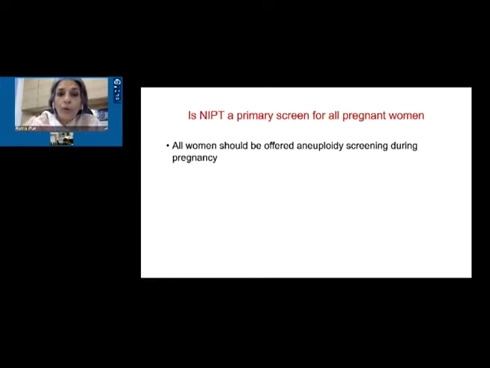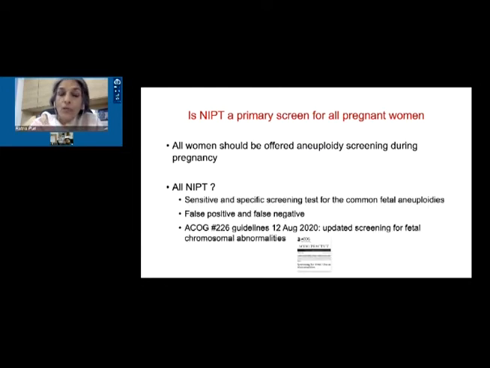One thing is very clear, that all women will be offered aneuploidy screening during pregnancy, and I think all of us across board will agree with this statement. But what form of aneuploidy testing or screening are we going to offer them? Are we going to offer all NIPT? So herein comes the importance of understanding the sensitivity and specificity of all the screening tests, the relevance of a false positive and a false negative.